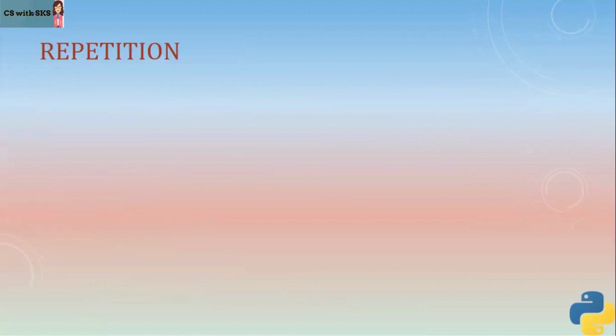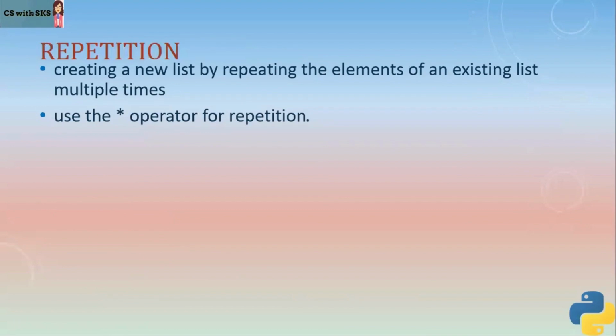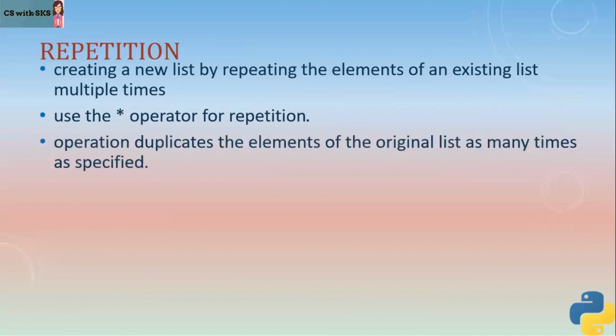Next is repetition. How do we perform this operation? So basically, repetition is creating a new list by repeating the elements of an existing list multiple times. So here we use the multiplication operator, the asterisk sign. How do we do it? Basically, this operation duplicates the elements of the original list as many times as specified.